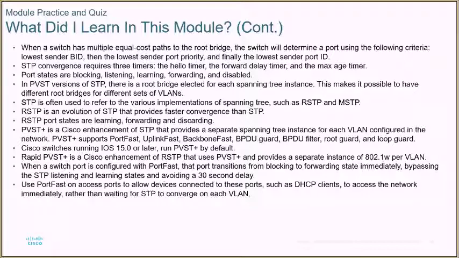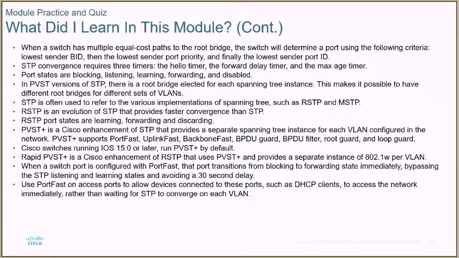In Per VLAN spanning tree versions of STP, there is a root bridge elected for each spanning tree instance. This makes it possible to have different root bridges for different sets of VLANs. STP is often used to refer to various implementations of spanning tree, such as Rapid Spanning Tree and Multiple Spanning Tree. RSTP is an evolution of STP that provides faster convergence than STP. RSTP port states are learning, forwarding, and discarding.